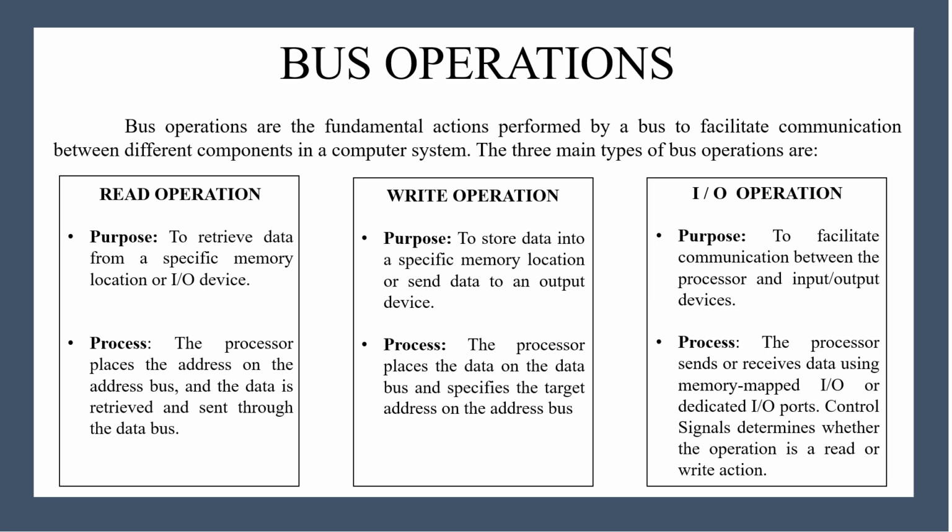And next, input output operation. This one is all about communication between the CPU and the input output devices like keyboards, mic, and printer. The control bus decides if the CPU is reading from or writing to the device.